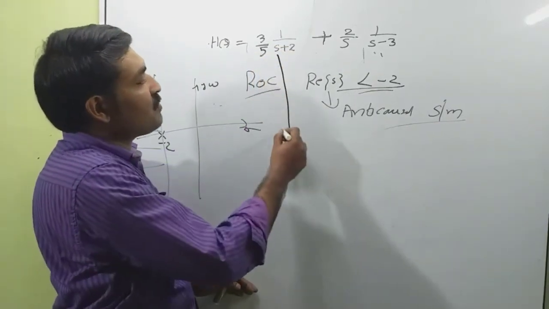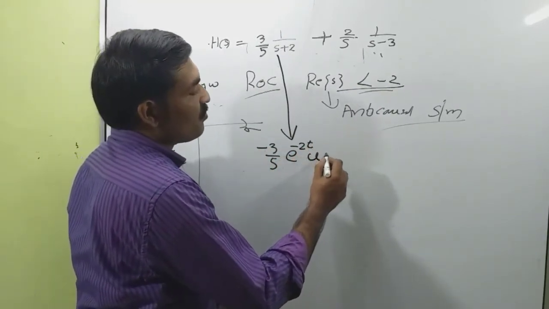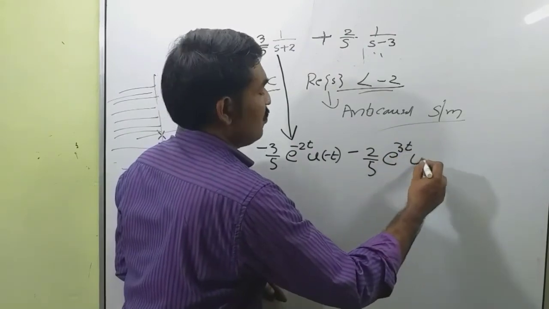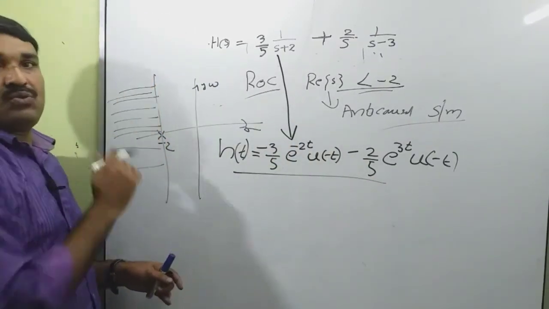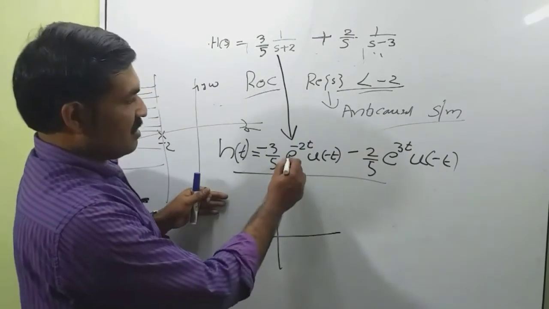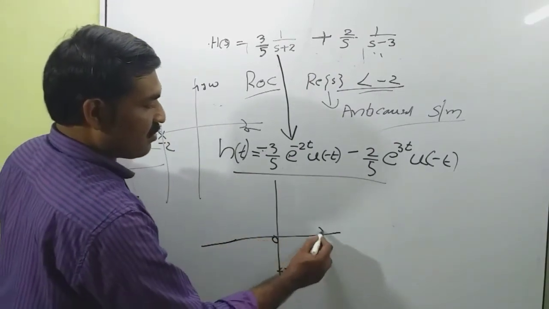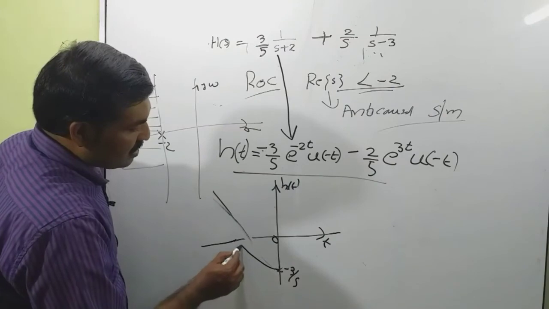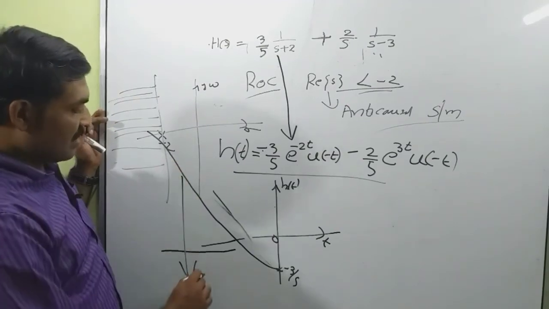Now the inverse of this portion becomes minus 3 by 5 into e raised to minus 2t u of minus t. And for this portion, this becomes minus 2 by 5 into e raised to 3t into u of minus t. This is h of t for the anti-causal system. That means ROC is less than minus 2. Now, what about the stability? We can draw this portion of the response, starting from minus 3 by 5 and t less than 0. Let this be h1 of t. As t goes less than 0, this figure exponentially grows to infinity as t goes towards minus infinity. So this portion becomes unstable.